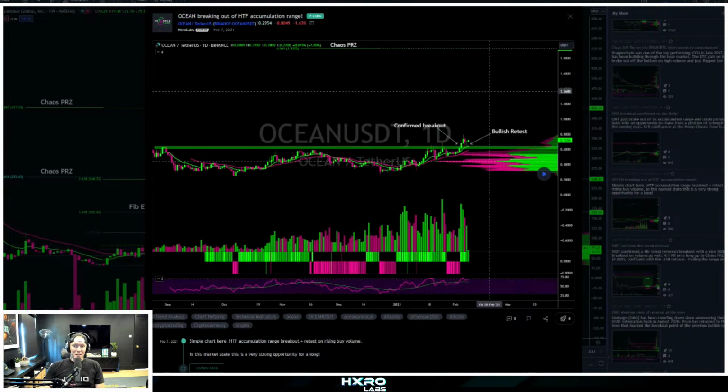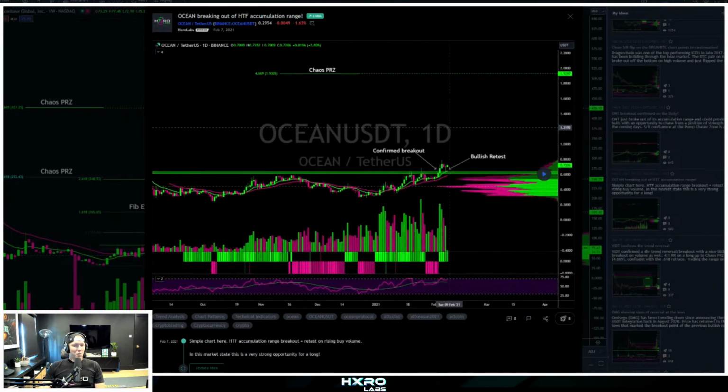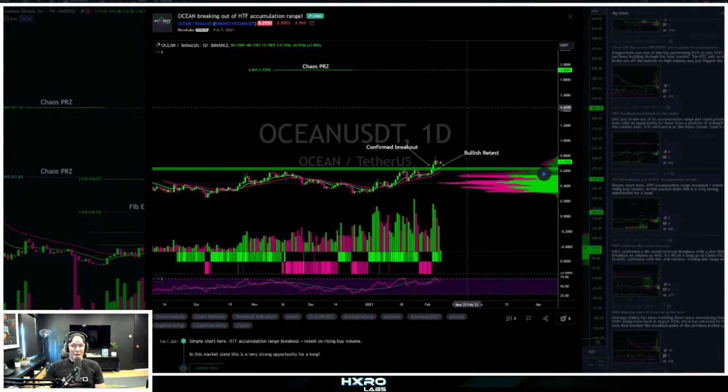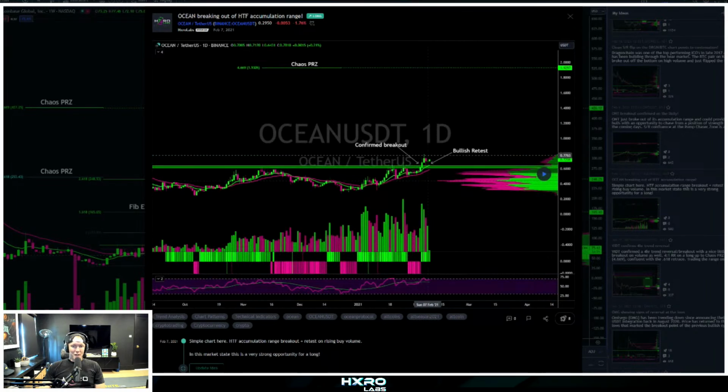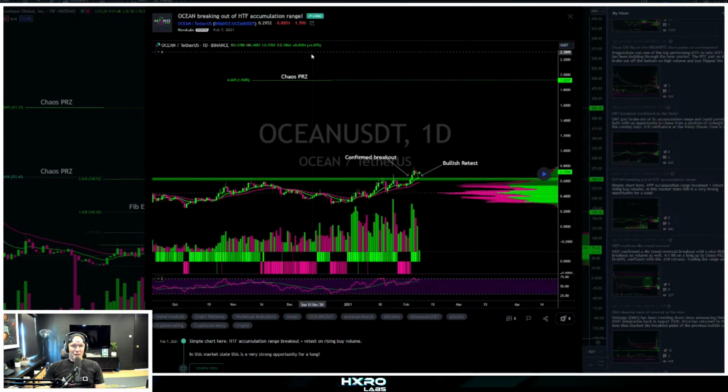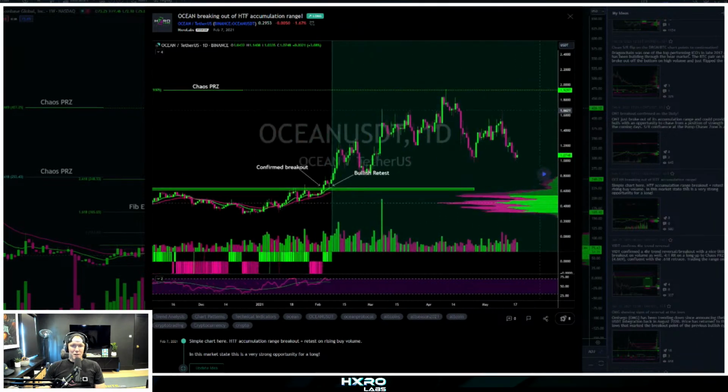And if you looked around the market this particular month, it was one coin after another pumping 10, 20, 30% a day. So you're kind of like, okay, this is what's happening right now. This one looks like it's going to go. So I wait for that breakout, get long around this retest, set the Chaos PRZ, and look how it played out. Ping, almost to the pip.